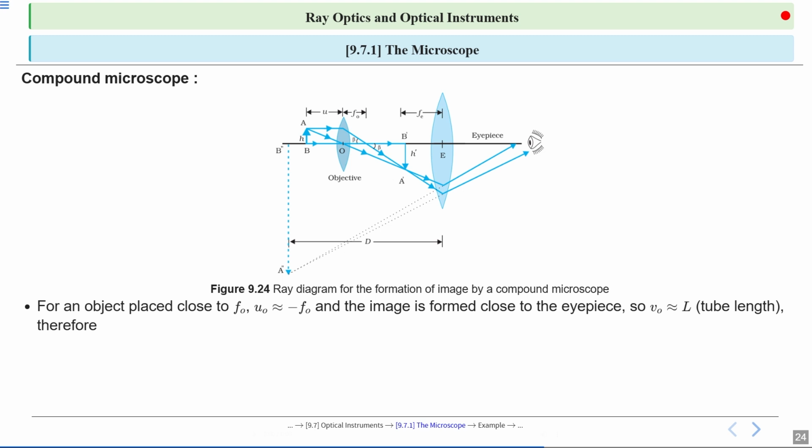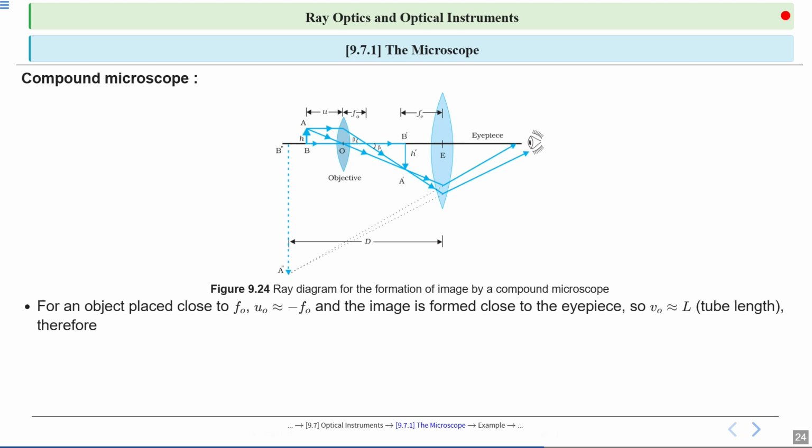When the object is placed close to the focal point of the objective lens, we can make some approximations. Specifically, u naught is approximately equal to minus f naught and v naught is approximately equal to L, where L is the tube length of the microscope. These approximations simplify our calculation and help us understand the relationship between the object and the image distances.